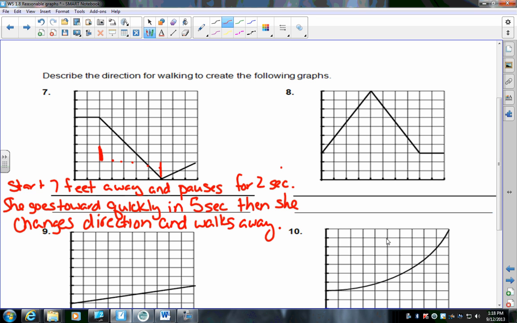On the back side, you're going to describe what's happening with the graph. Everybody's story will be a little bit different, depending on if you put words with it or not. But the numbers are still going to be the same, like how long, where they started from, and if they walk quickly, slowly, and stuff like that.